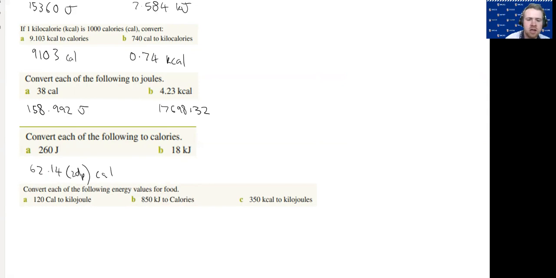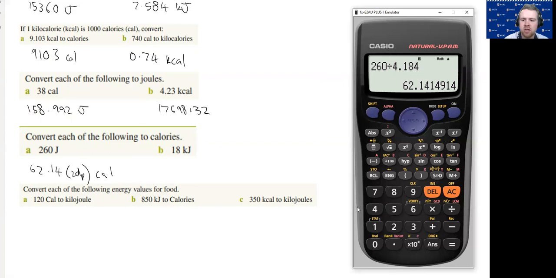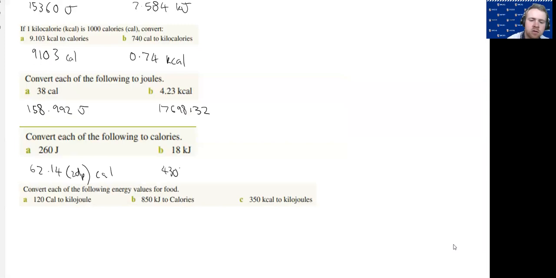Calories, lowercase. And then when we're doing kilojoules, we can just times that by 1,000 and then divide by 4.184. And we get 4302.10 calories.